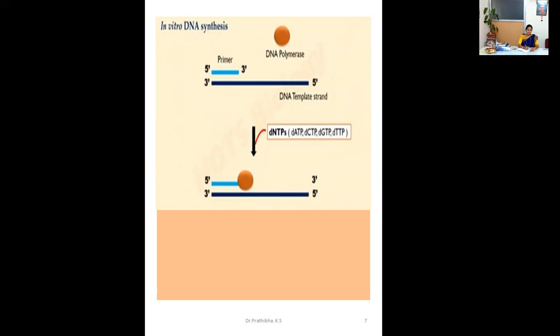In this case, what happens? DNA polymerase enzymes cannot initiate by themselves. They need a template DNA, and they compulsorily need the primers. Okay, so what happens here?